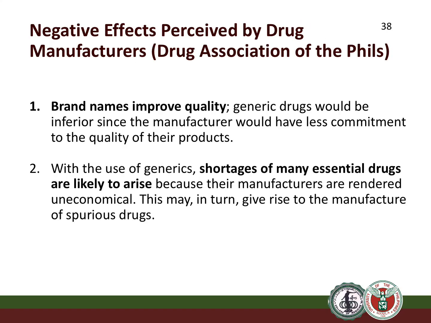The drug manufacturers also had their criticism, no, against the generics law. They said that brand names improve quality, while generic drugs would be inferior since the manufacturer is not committed or less committed to the quality of their products. And when we use generics, there will be shortages of many essential drugs because the manufacturers are rendered uneconomical, and this may in turn lead to the manufacture of spurious drugs.